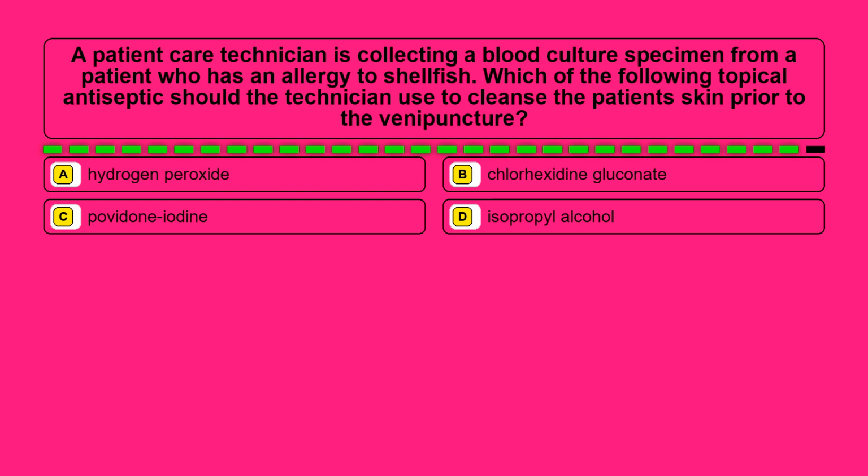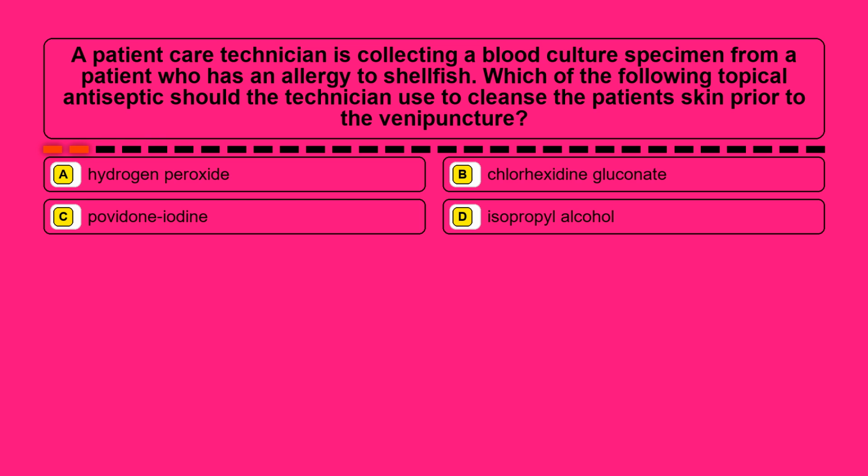Question 43. A patient care technician is collecting a blood culture specimen from a patient who has an allergy to shellfish. Which of the following topical antiseptic should the technician use to cleanse the patient's skin prior to the venipuncture? Option A. Hydrogen peroxide. Option B. Chlorhexidine gluconate. Option C. Povidone-iodine. Option D. Isopropyl alcohol.